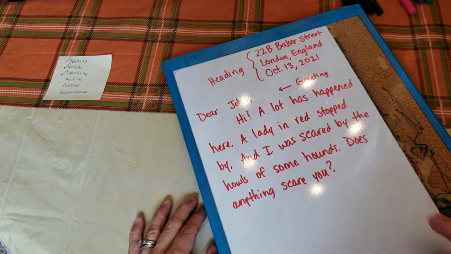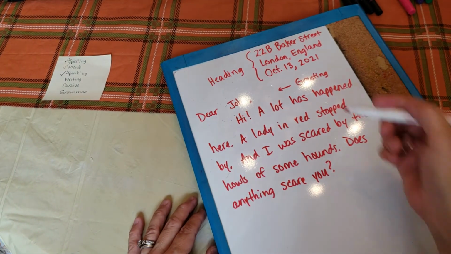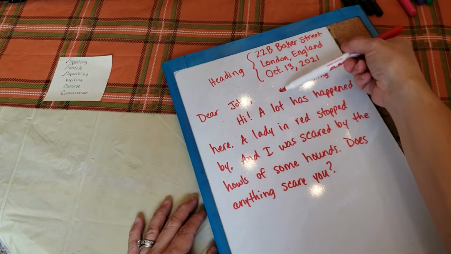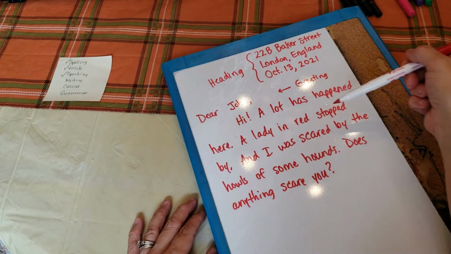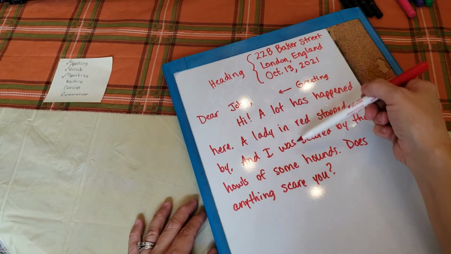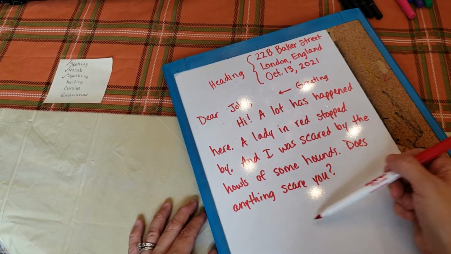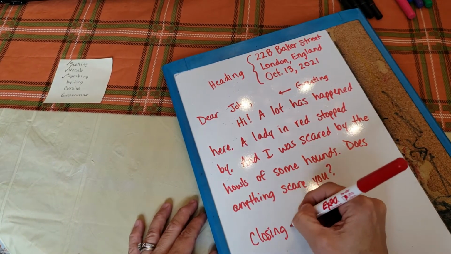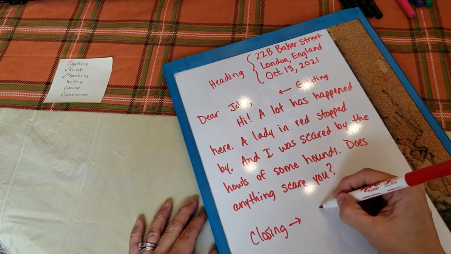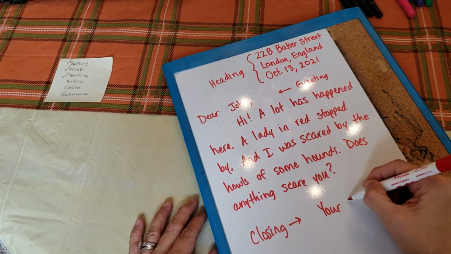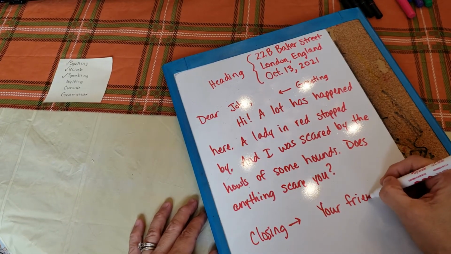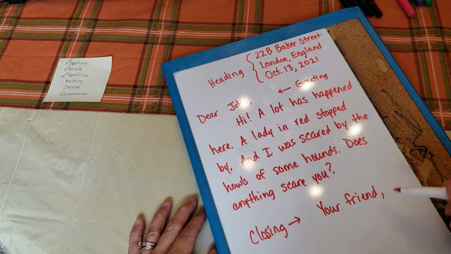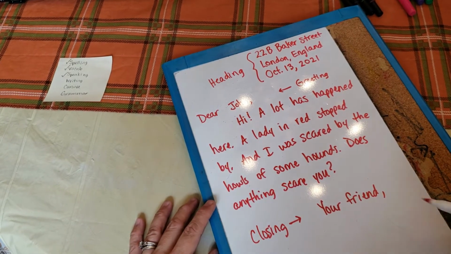Does anything scare you? So this is kind of personal. And then we're going to sign it. Remember, down here in the middle, this part right here is called the body. Then we're going to look down here in the middle, and right over here we're going to put our closing. Do you remember that? The closing. And we're going to write your friend. And here comes another comma right there, comma. And then you have to sign your name.